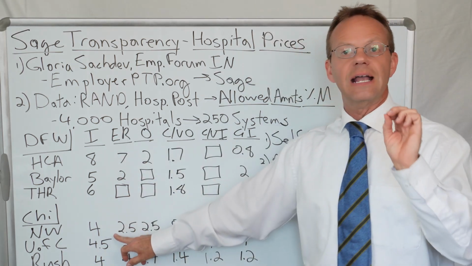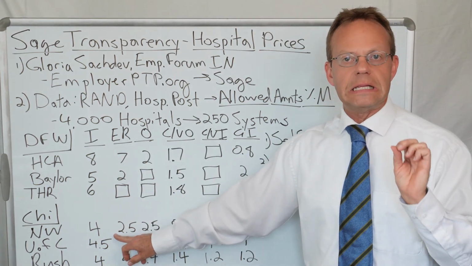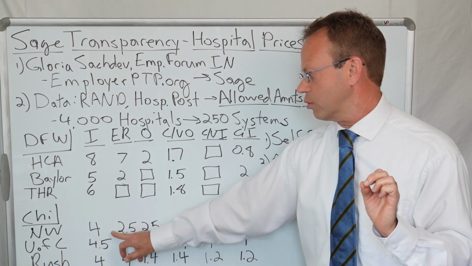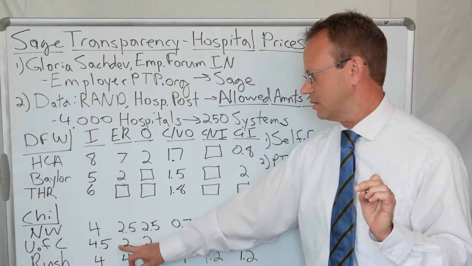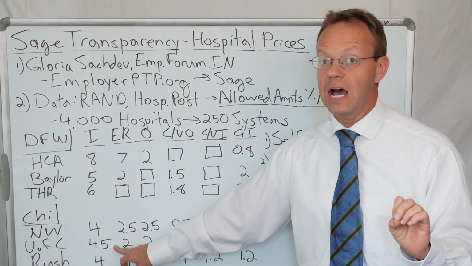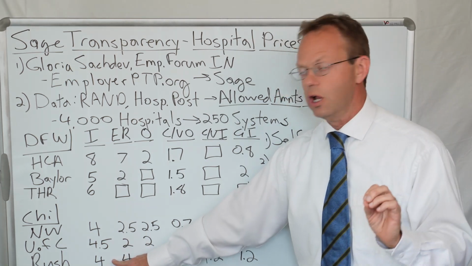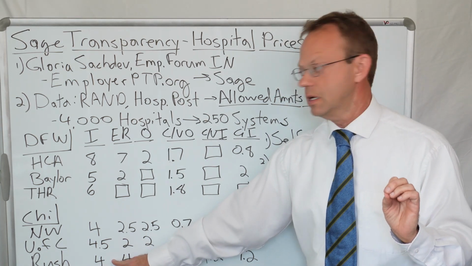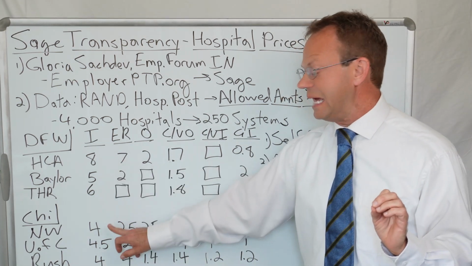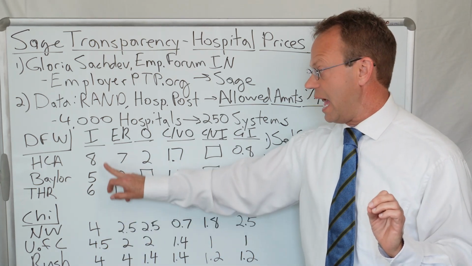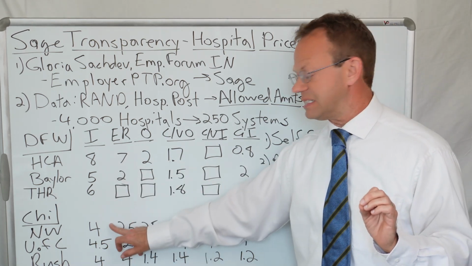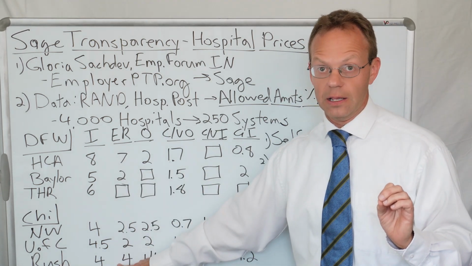Now let's look at here. For imaging, again, excruciatingly high compared to Medicare. At Northwestern, 4 times the Medicare rate. University of Chicago, 4.5 times the Medicare rate. Rush, 4 times the Medicare rate. So notice that it's not nearly as exorbitant as in Dallas, but it's still very high compared to Medicare.